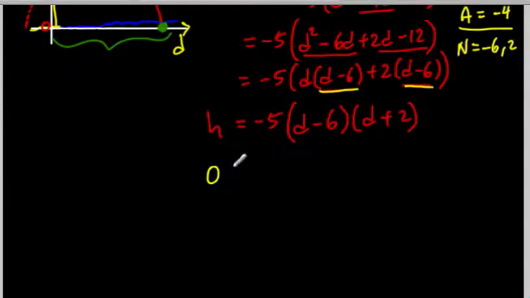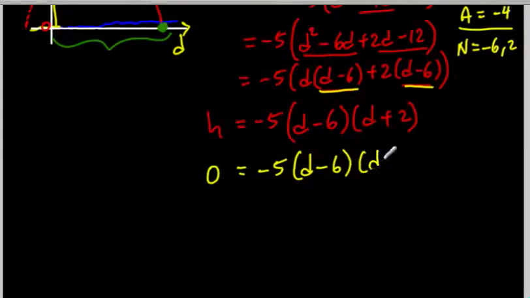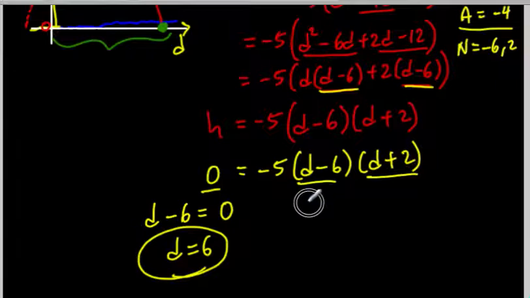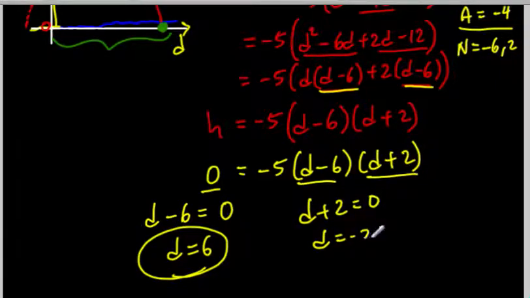I'm going to use yellow just to be a little bit clear. So it's negative 5 times d minus 6 times d plus 2. And what we observe over here, we can divide by negative 5. So basically 0 is just going to equal each of these. So d minus 6 is equal to 0. So d is equal to 6. So that's one x-intercept. And then d plus 2 is equal to 0, and d is equal to negative 2.